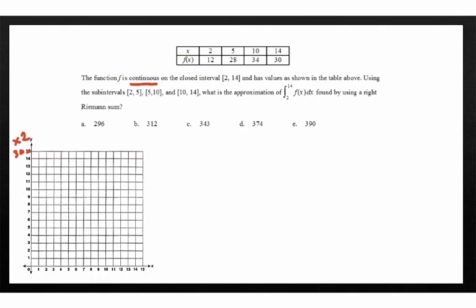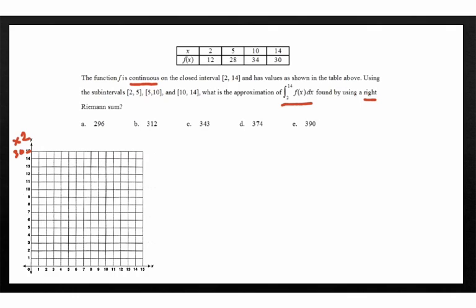All right, so we have these values in the table. What is an approximation for this integral using a right Riemann sum? So let's think about that. Now I'm going to make a picture just so we have a visual of what's what.